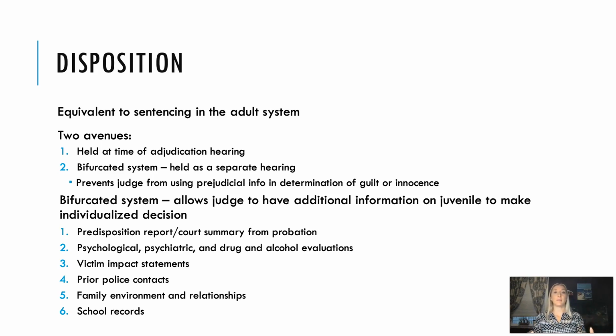Because at these separate disposition hearings, this allows a judge to have additional information on the youth so they can make individualized decisions. They're going to be given information such as predisposition reports or court summaries from probation. They'll have psychological, psychiatric, or drug and alcohol evaluations that are typically ordered at an adjudication hearing. They can't be ordered until a youth has either admitted to charges or has been found guilty of those charges. The judge will have access to victim impact statements, any prior police contacts that youth has. They're also going to look at the family environment and the family relationships and dynamics that are present with that youth, as well as their school records.